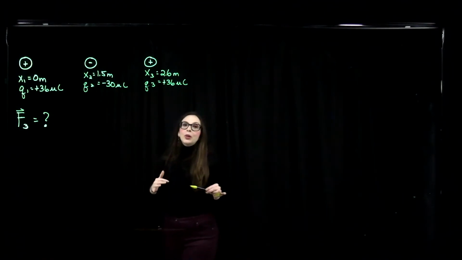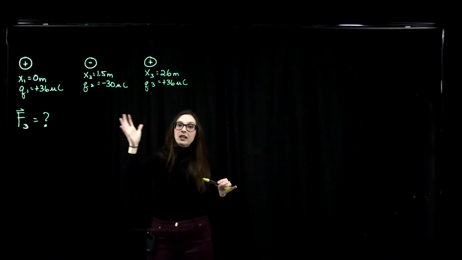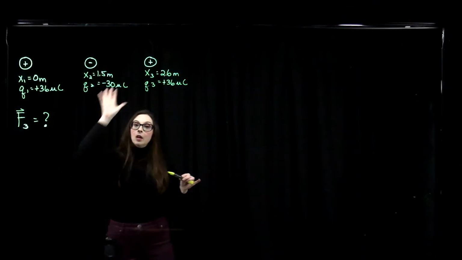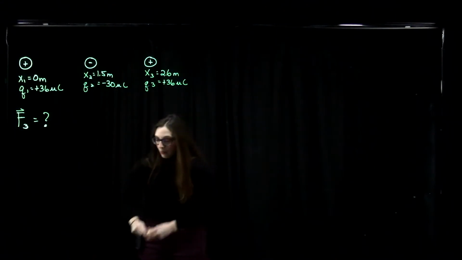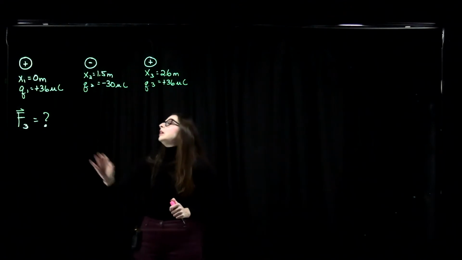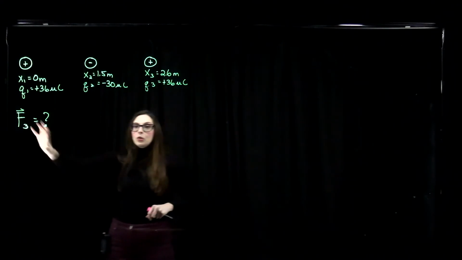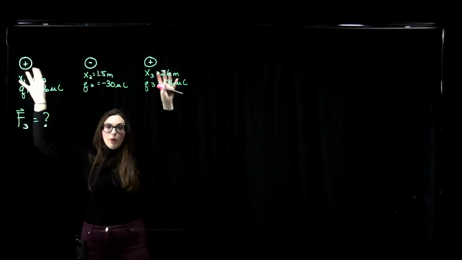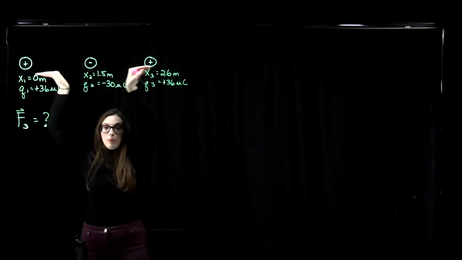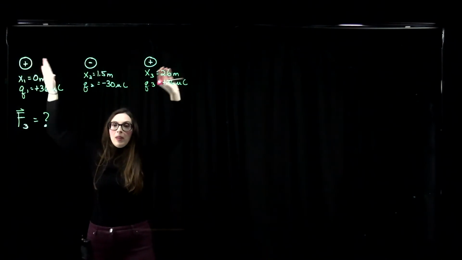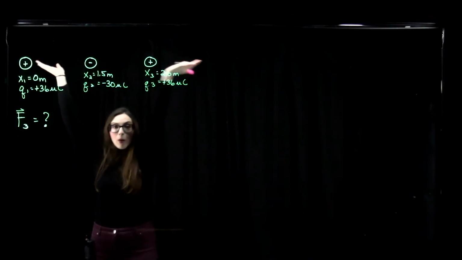Let's think about all of the forces that are acting on our third charge that are going to add together to give me the total net force on my third charge. That total force we're calling F3. Okay, so let's think about the force that my first charge is exerting on my third charge. So Q1 and Q3 are both positive, so that means that the forces between these two are repulsive. They want to push away from each other.